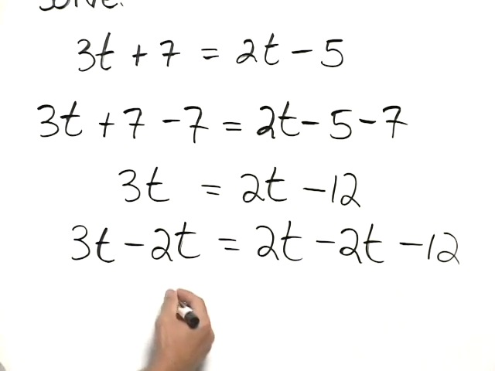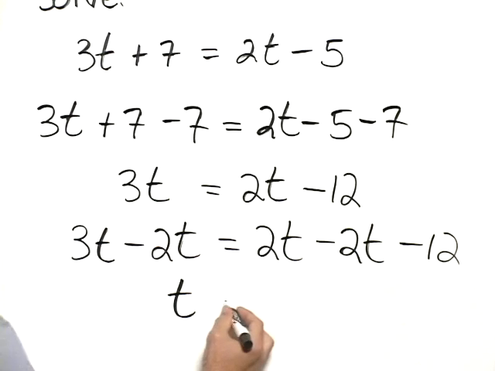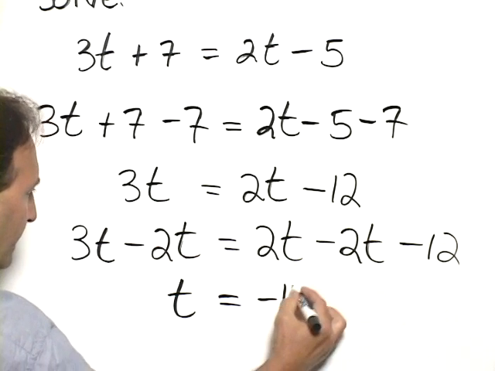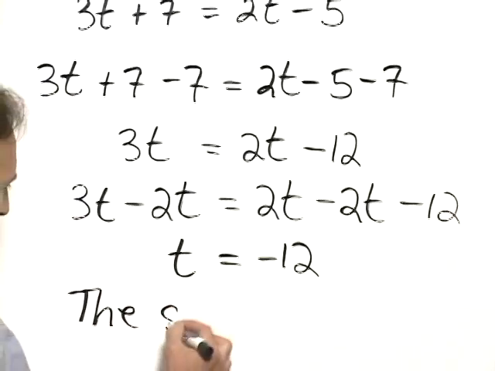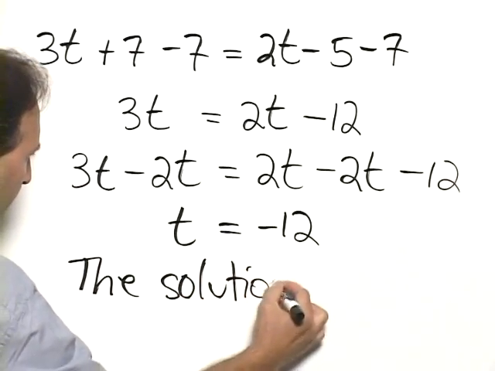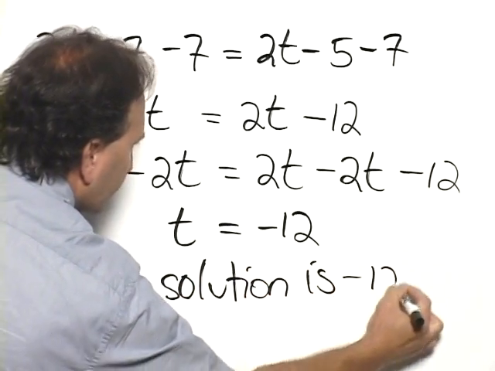3 minus 2 is 1, so we have 1t, which I just write as t. On the right-hand side, these sum to 0, which is what we would expect, and so we have negative 12. And therefore, the solution is negative 12.